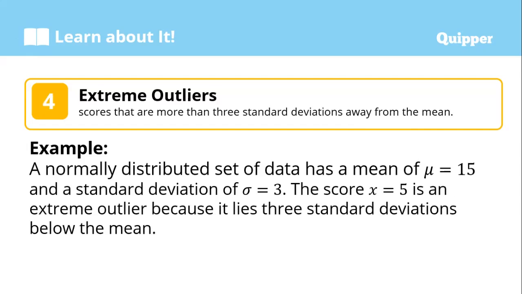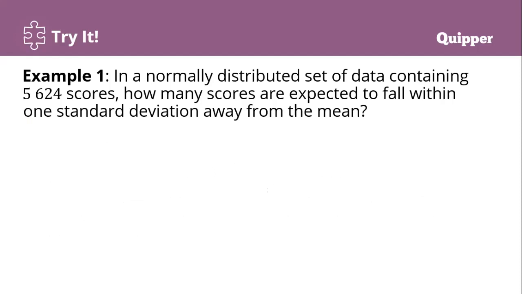Next, a normally distributed set of data has a mean of 15 and a standard deviation of 3, and the score is 5. The mean is greater than the score, so therefore it is an extreme outlier because it lies 3 standard deviations below the mean. We multiply: 3 times 5 is 15, and 3 times 3 is 9. So it is below the mean.